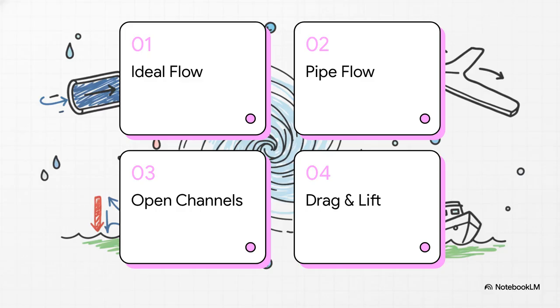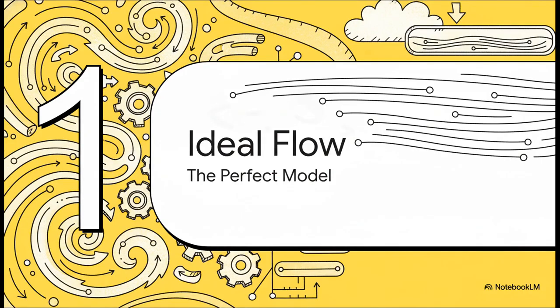We're going to start in the beautifully simple world of the perfect model with ideal flow. Then, reality's going to bite when we get into pipe flow and see what happens when friction joins the party. After that, we'll unleash the flow in open channels where gravity runs the show. And we'll wrap it all up by shaping the world with drag and lift, the forces that literally let us take to the skies.